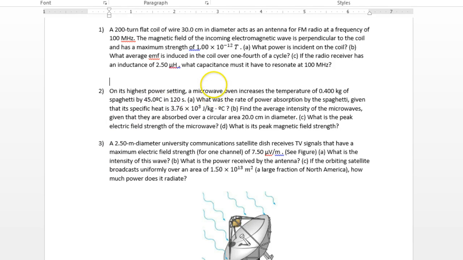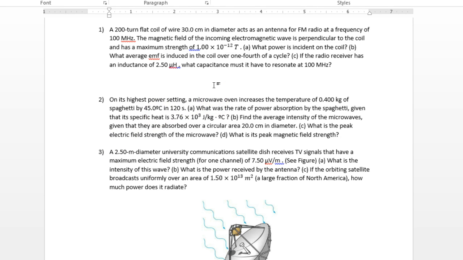Okay, homework 6, problem 1. We have a 200 turn coil. It's 30 centimeters in diameter. It's operating at a radio frequency of 100 megahertz. The incoming electromagnetic wave is perpendicular to the coil and has maximum strength of 1 times 10 to the minus 12 Tesla. So what power is incident on the coil?